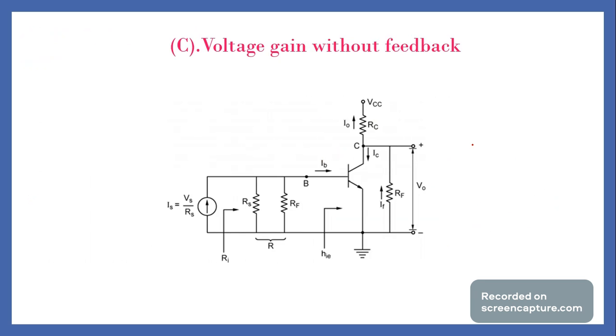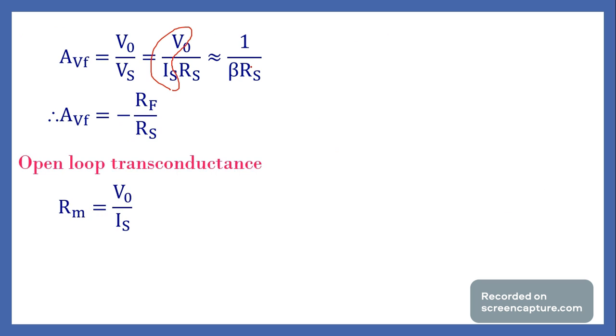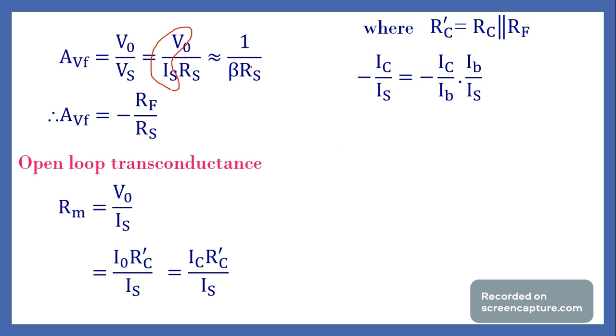Next, we need to find the voltage gain. This is the formula, V naught by Vs. Vs can be written as Is and Rs. We know V naught by Is is nothing but 1 by beta, which is minus RF, and I'm just replacing it. Then we need to find the open loop transconductance Rm. Actually this is transresistance. V naught by Is, I can substitute in this way.